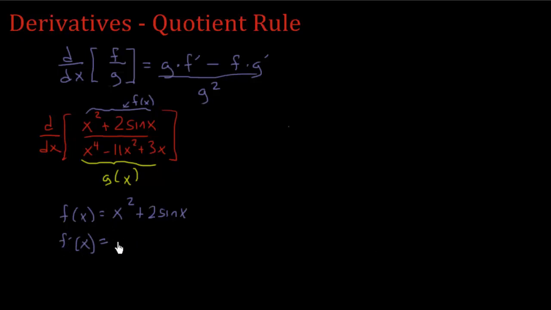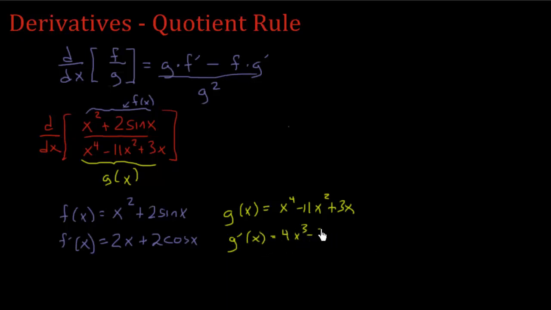All right, so the derivative of x squared is 2x, and the derivative of 2 sine x, in case you haven't learned it yet, you can go watch the video on the derivative of trig functions, is that sine goes to cosine. And then let's go find the derivative of g of x. So g of x is x to the fourth minus 11x squared plus 3x. And then follow that up with the derivative. So g prime is going to be 4x cubed minus 22x. And then the derivative of 3x is 3. So now that I have all the pieces, let's go ahead and use the formula.